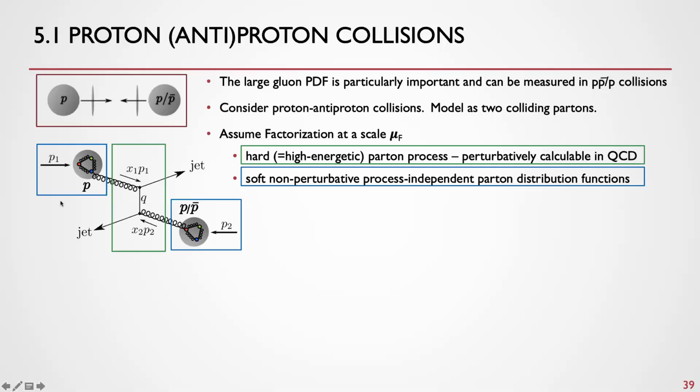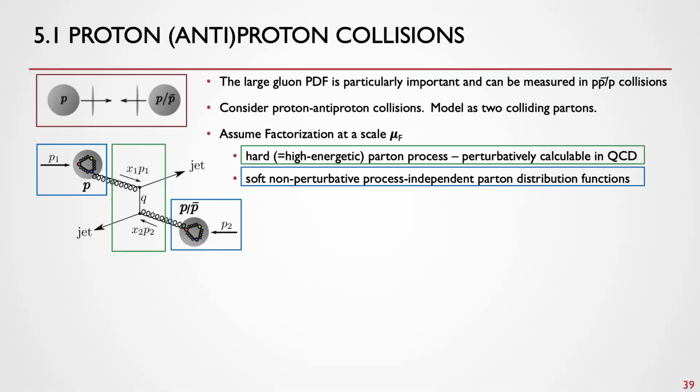And then above the factorization scale, we assume that there is a hard, that means highly energetic, parton process. In this case, two gluons collide and exchange a quark, which is perturbatively calculable in quantum chromodynamics. So the μf scale must be much larger than 1 GeV, and it must be in a regime where the strong coupling is low enough to allow a perturbative expansion. This is an assumption. This need not be realized in nature.